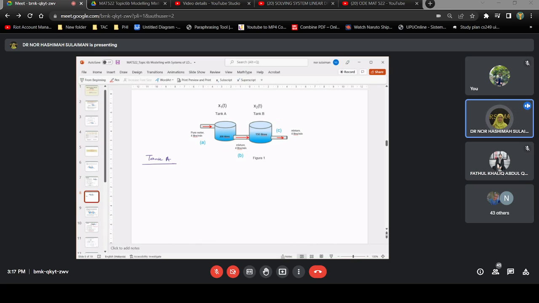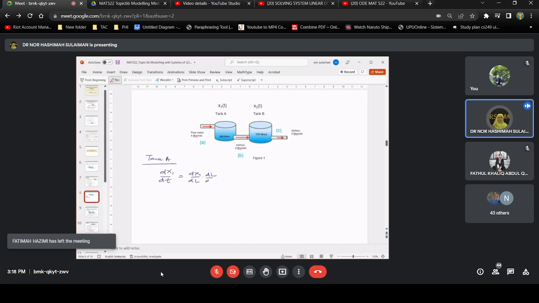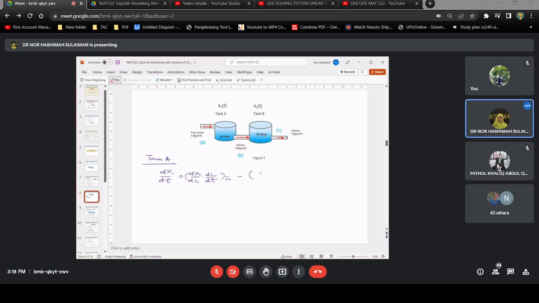Okay, dalam tank A, kita tengok yang masuk dulu. So kita akan dapat apa? The variable dx1 dt kan? Betul tak? Okay, cuba kita tengok dia punya rate masuk. Dia pure water tak? Kalau pure water, concentration dia apa? Kalau saya nak tuliskan formula, dia akan jadi dx1 dl, dl dt, betul? Ini in kan? Tolakkan dengan dx1 dl dt out.